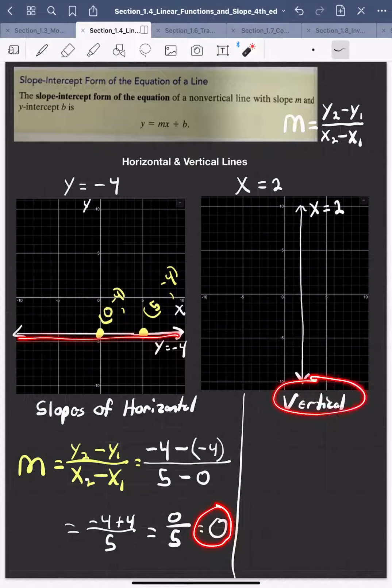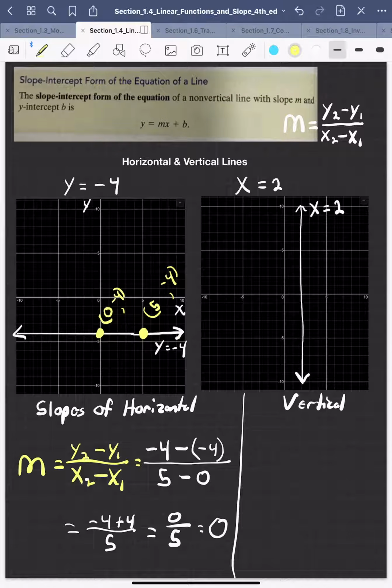Let's do the same thing. We'll go quickly with vertical lines. I'm going to just pick 2 points here. So we'll just say this point, and we'll grab this point as well. So x is 2 in both of these, but y is 0 and y is 5. All right, it doesn't matter what we call x1, y1, x2, y2, so we'll just go quickly here.